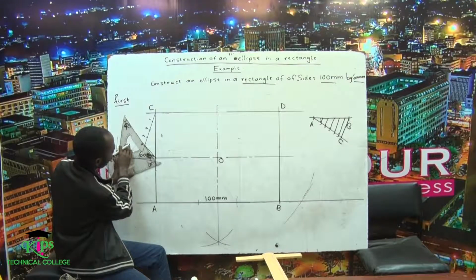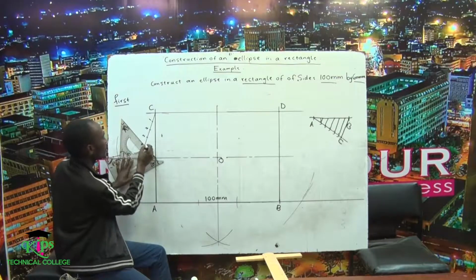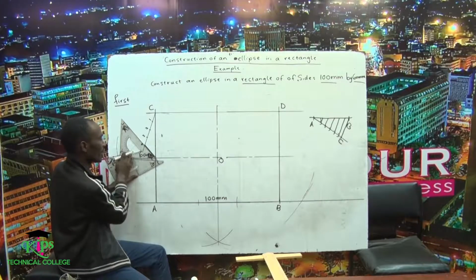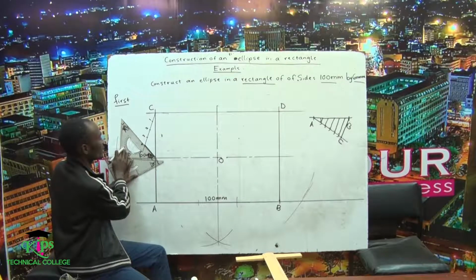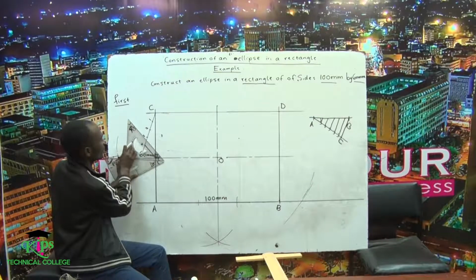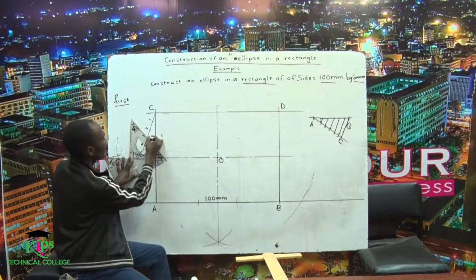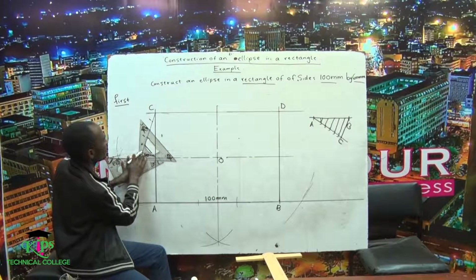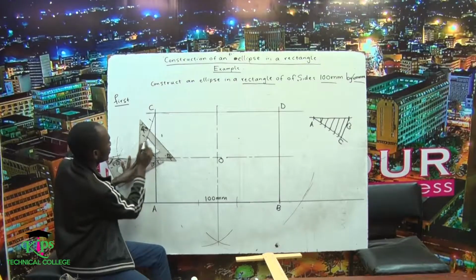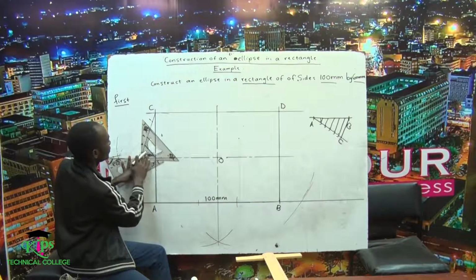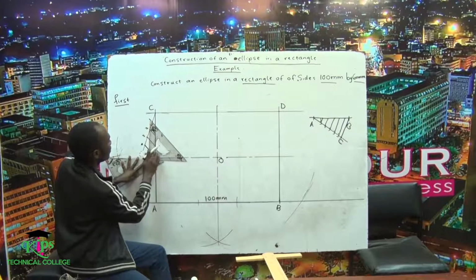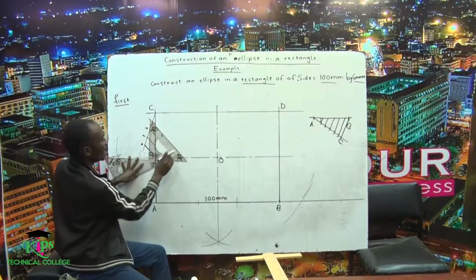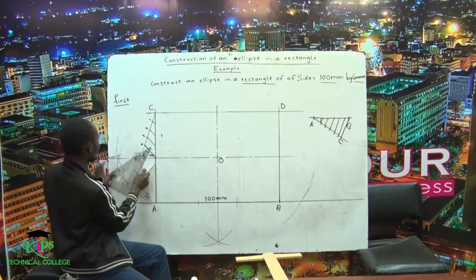We'll adjust them like this. You can see, hope you can see now. Then from there, you will slide it like this to point 3. Draw a line, slide it, draw another line, then slide it, draw a line like that.